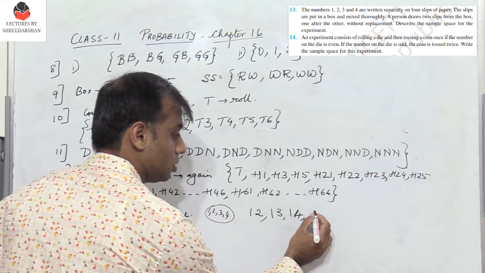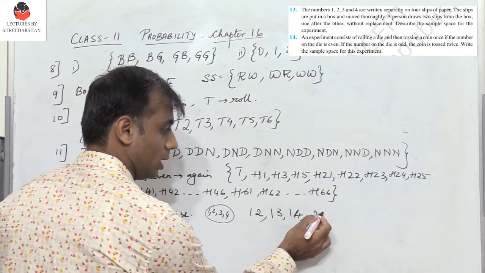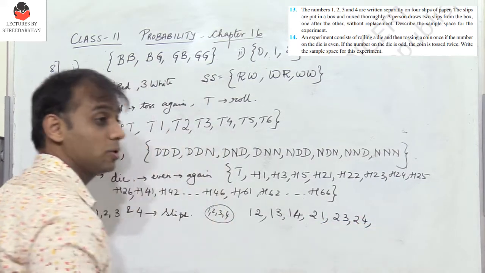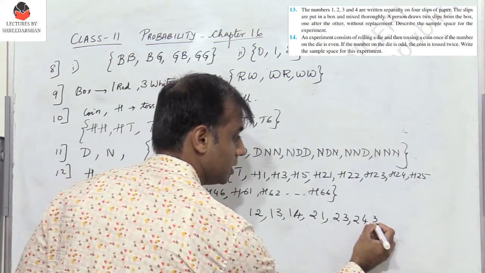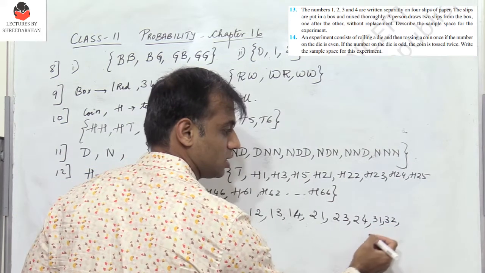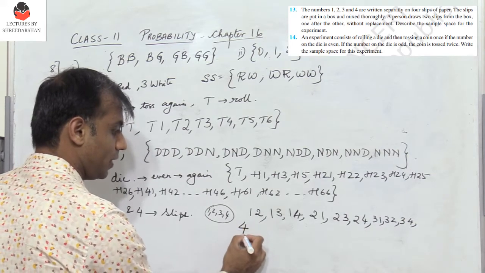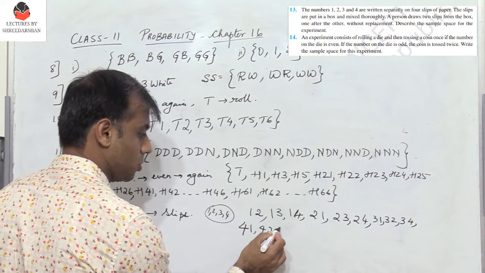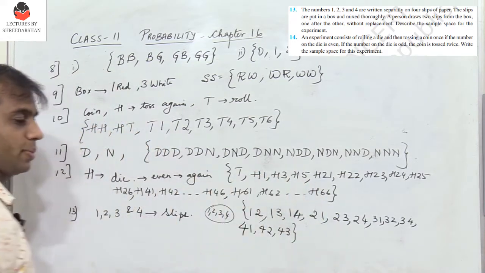Or if I select 2, if I take this slip 2, then I might get 1 the next time, 2, 3, 2, 4. Because the slips are not being replaced, you have to keep that in mind. Or if I get 3 first, the next time I may get 1, 3 first, next time 2, 3 first, next time 4. Or if I select slip 4 first, next time 1, 4, next time 2, 4, next time 3. So these are all the possible outcomes.